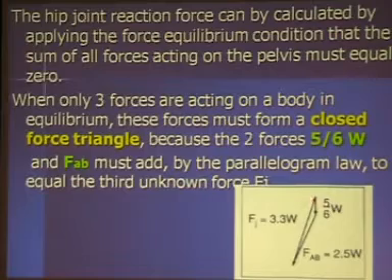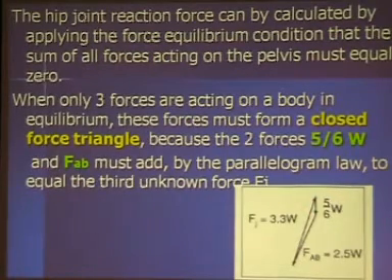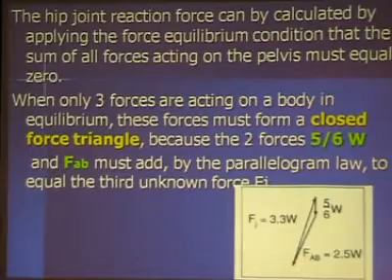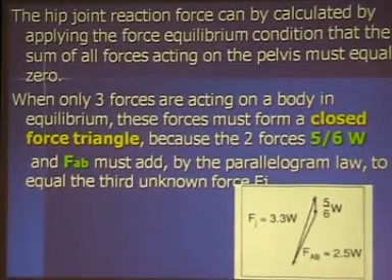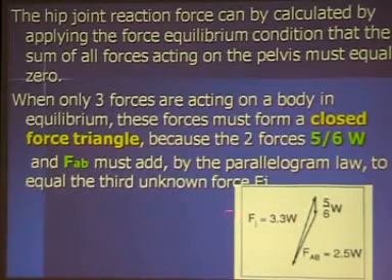As we could see here, that's the direction and the vector of the body weight, which is 5/6, and that's the direction of the abductors. Now if we add to them the ground reaction force in the other direction, this closes a triangle. And making a simple calculation, we appreciate that the joint reaction force is 3.3.